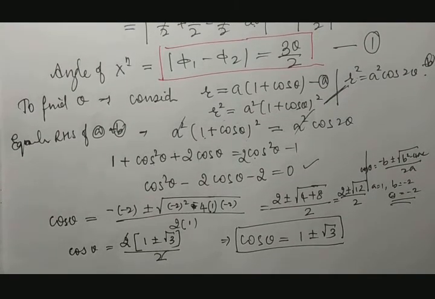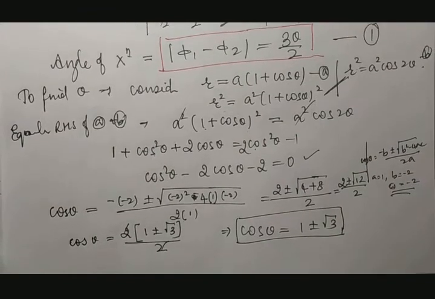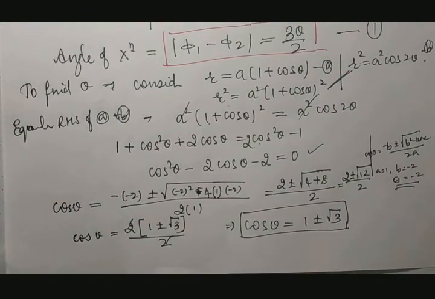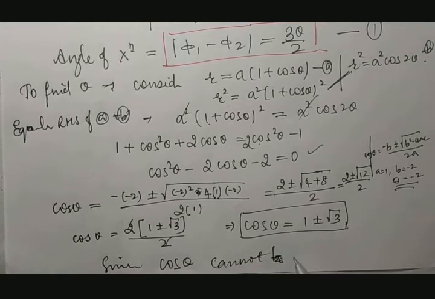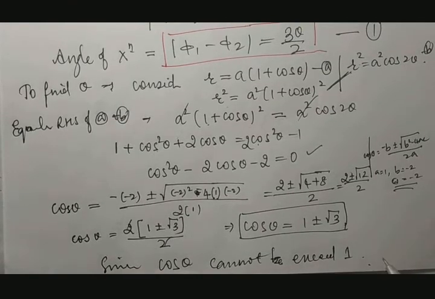Clear? But one thing to be kept in mind. If this is so, then cos theta will be 1 plus root 3 or 1 minus root 3. But there is a condition. We know that since cos theta cannot exceed 1 numerically, 1 plus root 3 cannot be taken. 1 plus root 3 cannot be considered here. That is not possible.